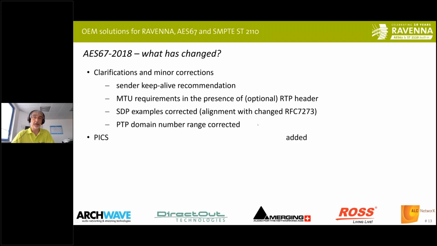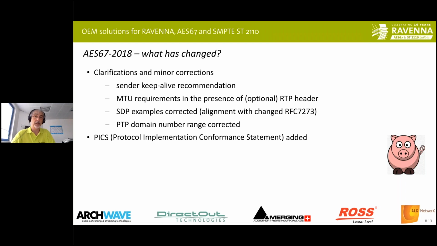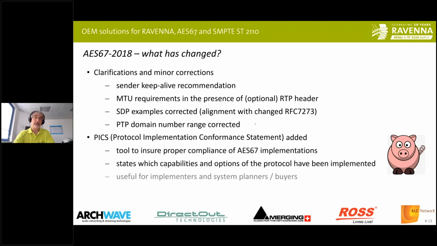Then a very important thing is the PICS, which has been added. Well, we are not talking about this little animal here, but PICS is the abbreviation for Protocol Implementation Conformance Statement. So what is a PICS basically? A PICS can be used to self-test proper compliance with the AES67 standard. So the manufacturers basically have a tool to test all the mandatory and optional requirements which are written into the standard against their particular implementations. And also a published PICS document would be a very useful document for implementers and system planners to see if the particular optional features of those implementations are matching their requirements.